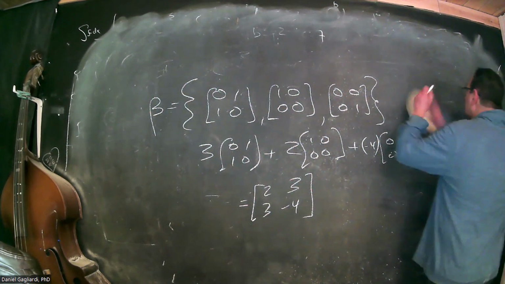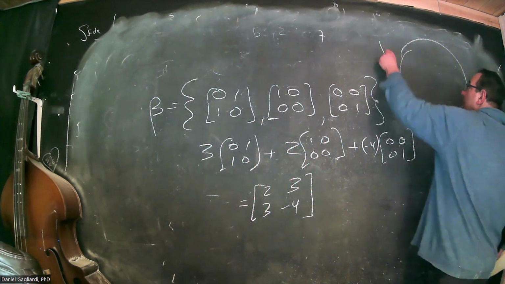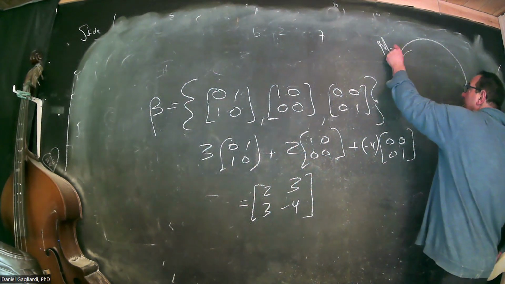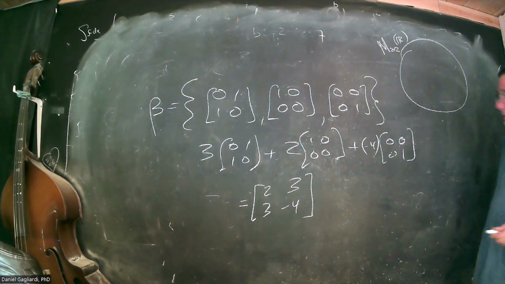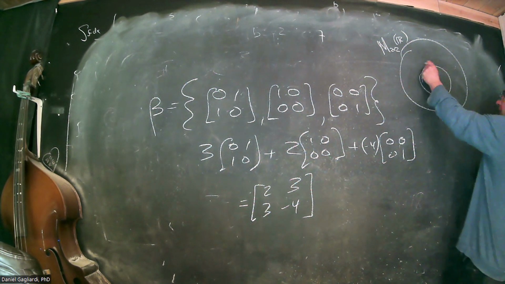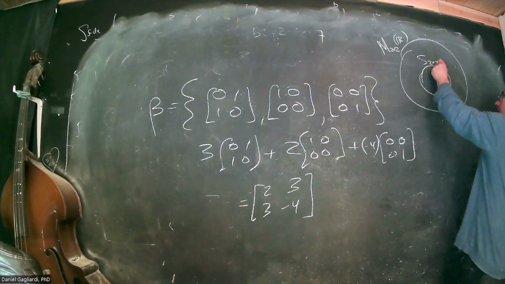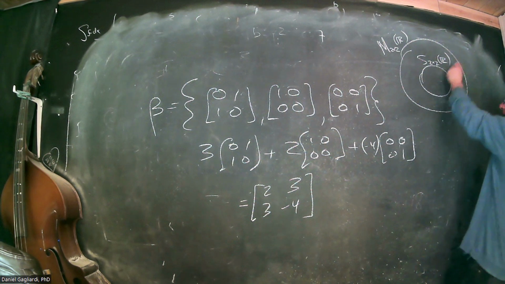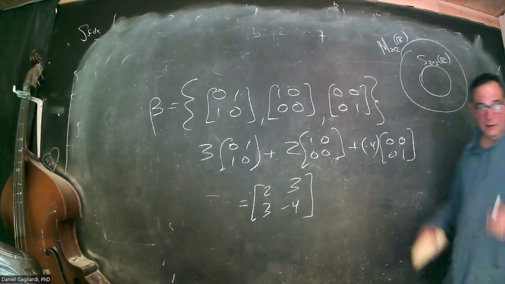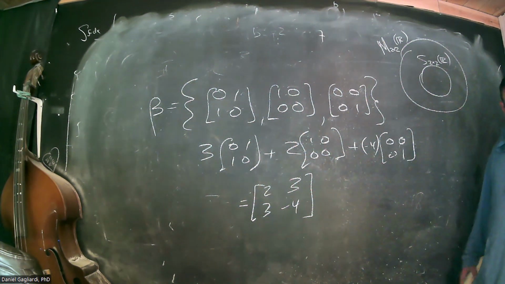See, here we have the set of 2 by 2 matrices, M2 by 2 with real or complex entries, it doesn't matter, and the space of symmetric 2 by 2 matrices with real or complex coefficients is a subspace of this vector space. Okay?